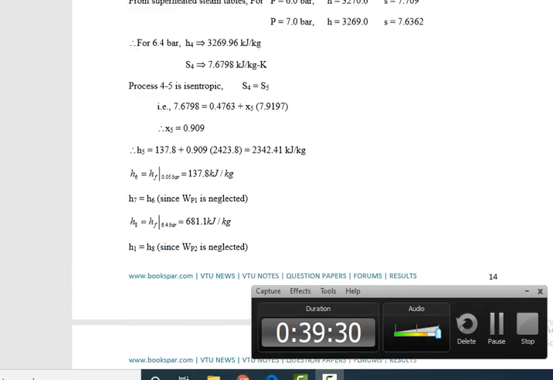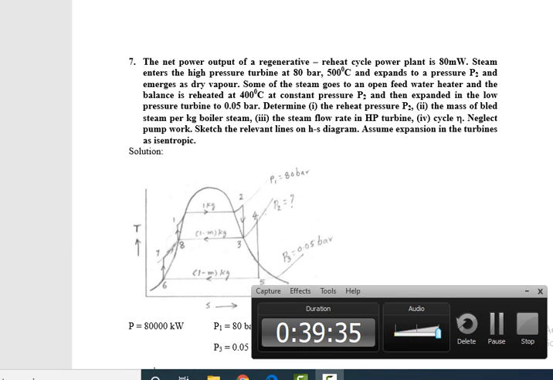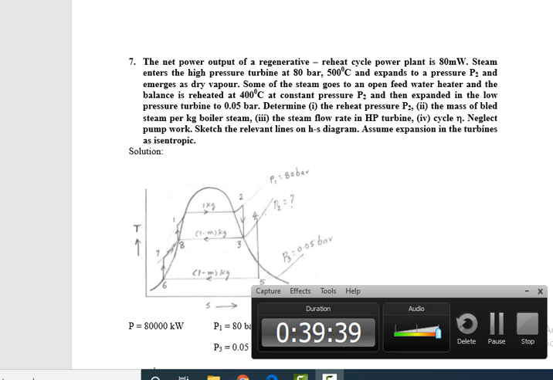This numerical also has different criteria, having different sections. In this case, the heat addition area and the power output are given in the numerical. This is a different numerical in this case.